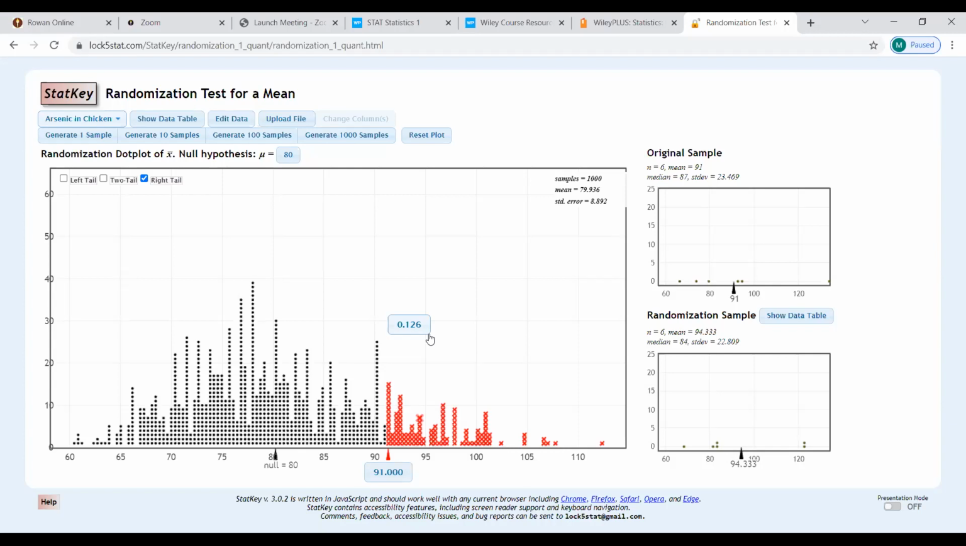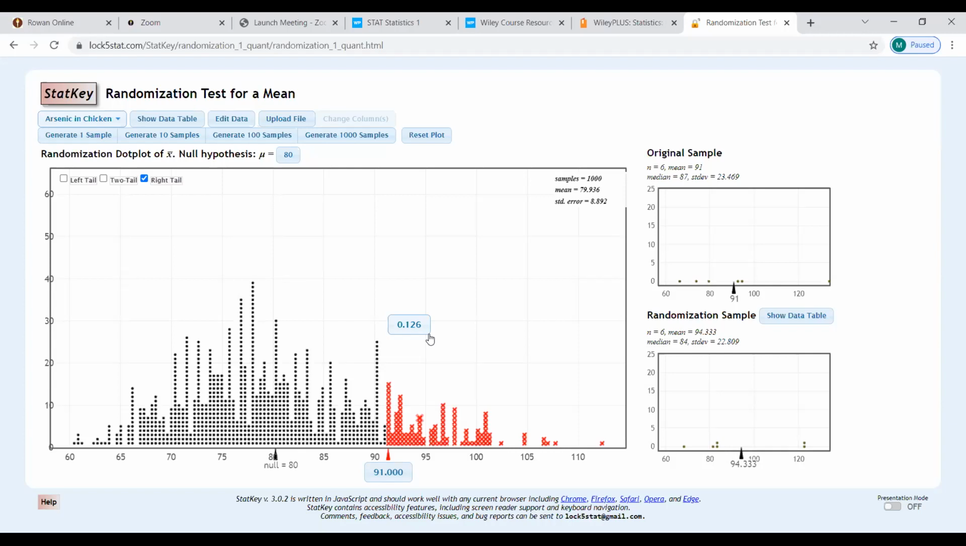So as you'll find out in a few minutes, typically we would end up not rejecting the null hypothesis. In other words, there's not enough evidence here. In other words, 91 is not extreme enough in this case to conclude that the supplier is a bad supplier of chickens in terms of arsenic. So this is not considered a very low p-value, 0.126. All right. So let's go back.